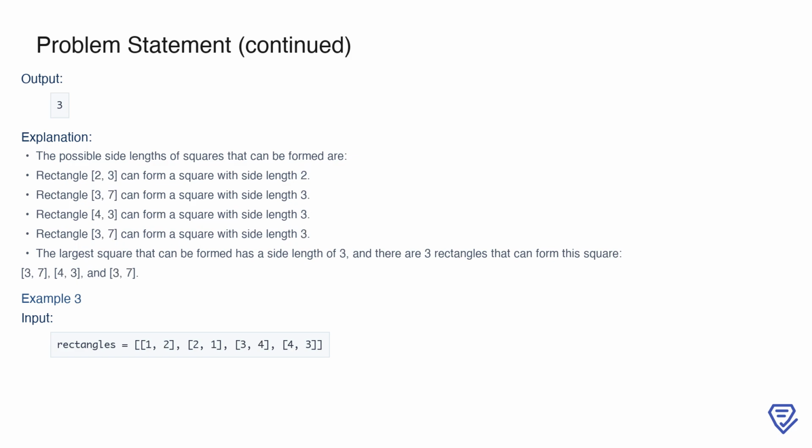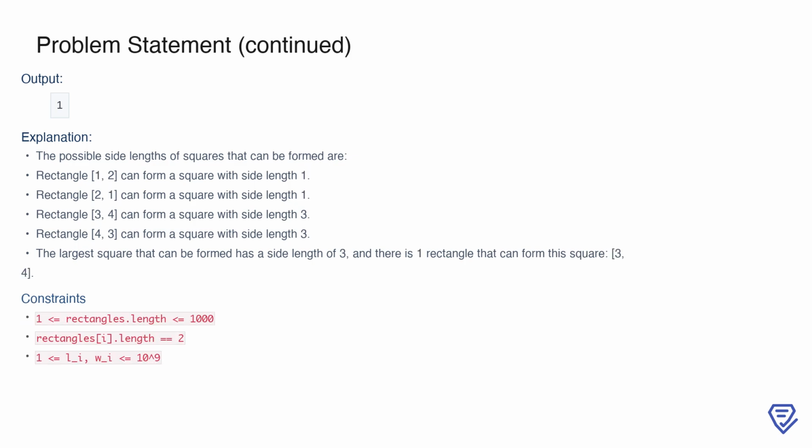Now consider the second example with rectangles [2, 3], [3, 7], [4, 3], [3, 7]. Following the same process, we calculate the side lengths of squares each rectangle can form. The first rectangle, [2, 3], can form a square with side 2, while the others, [3, 7], [4, 3], and [3, 7], can all form squares with side length 3. The largest square here has a side length of 3, and there are 3 rectangles capable of forming this square: [3, 7], [4, 3], and [3, 7]. So, the output for this case is also 3.